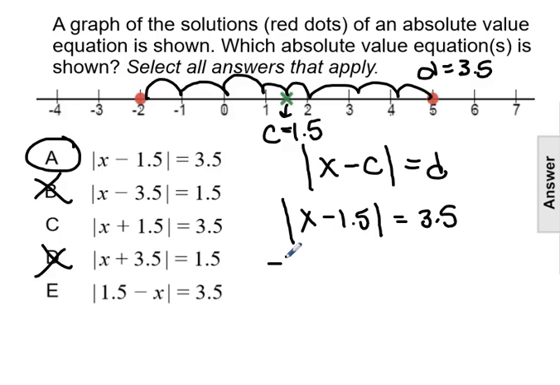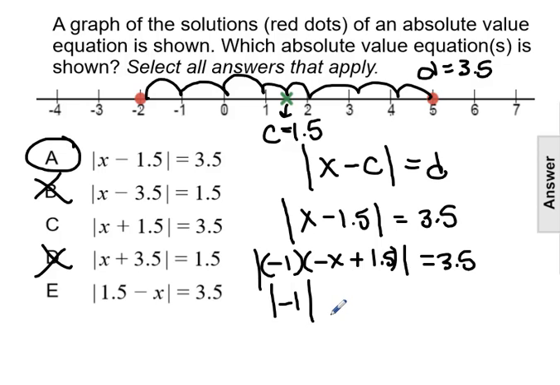Let's factor out a -1. That's generally how we rewrite the absolute value, or how we can see it in a different way. So it would be -1 times -x plus 1.5 inside the absolute value. Then we can split up our factors to be the absolute value of -1 times the absolute value of -x plus 1.5 is equal to 3.5.